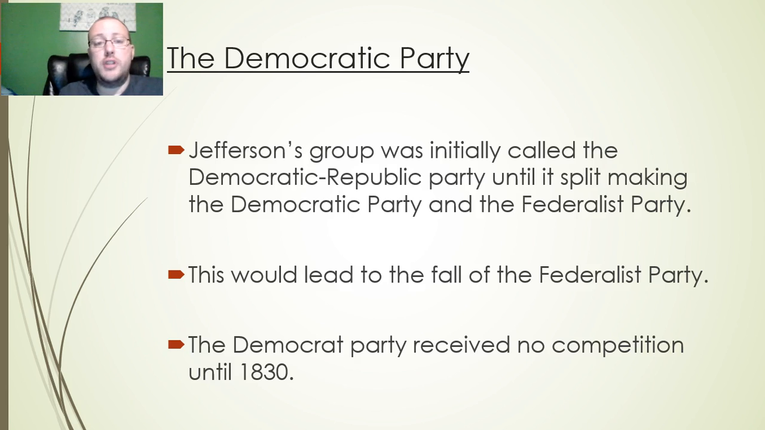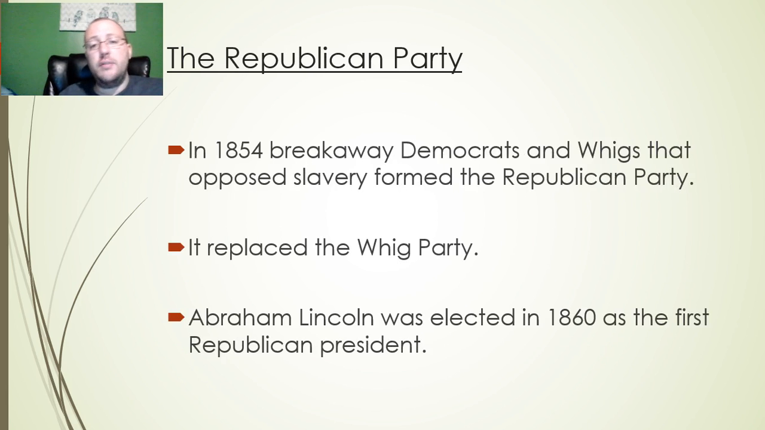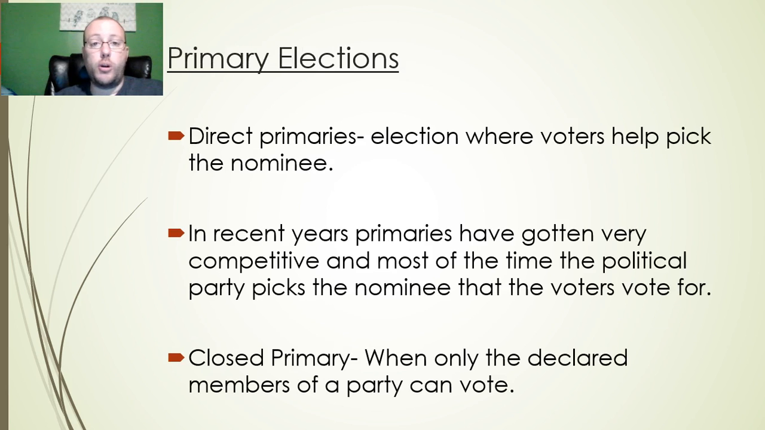They would receive no competition until 1830, and in 1854, breakaway Democrats and Whigs that opposed slavery formed the Republican Party. The Democrat Party was the party of slavery pre-Civil War. The Republican Party opposed slavery. It replaced the Whig Party. And Abraham Lincoln was elected in 1860 as the first Republican president. So Abraham Lincoln was the first Republican president, and this is going to form the foundation for the Democrats and Republicans we have today as being the two major parties.